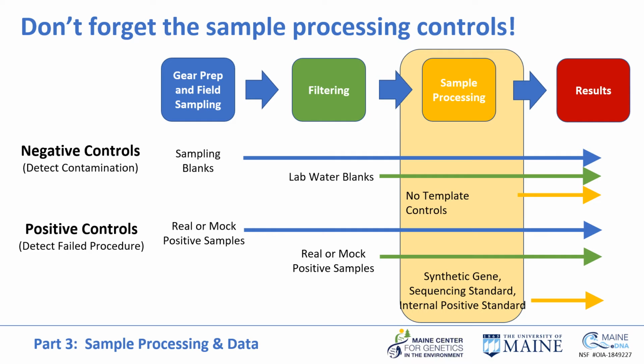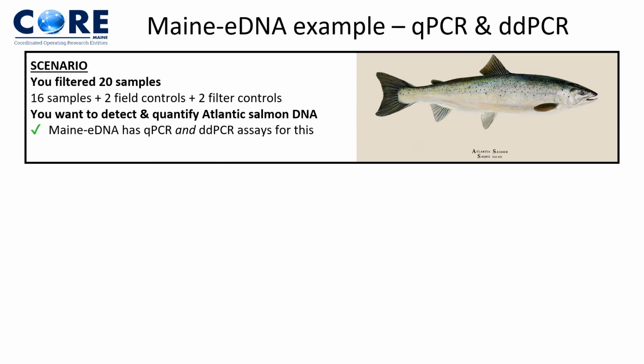And it bears repeating that at this step, you also want to think about controls. Again, make sure the lab is going to have some sort of negative control to detect contamination. For example, if they're doing PCRs, they should do a PCR with just blank water in it to check for contamination. They should also do positive controls like synthetic gene, sequencing standards, and things like that to make sure that the assays are working as intended.